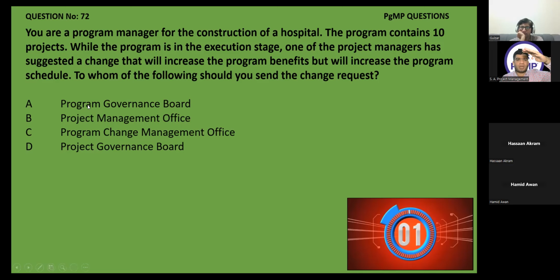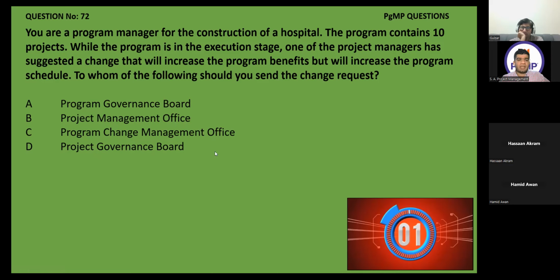So the options we have: program governance board, which looks clear. Project management office cannot decide anything at the project level. Secondly, program change management office is a makeup term. We have no stakeholder like a change management office. And project governance board is at the project level. So the correct answer here is A, program governance board.